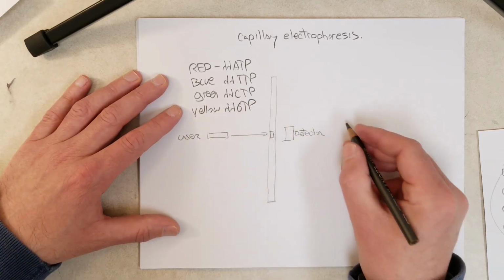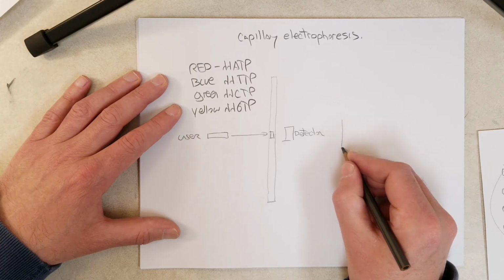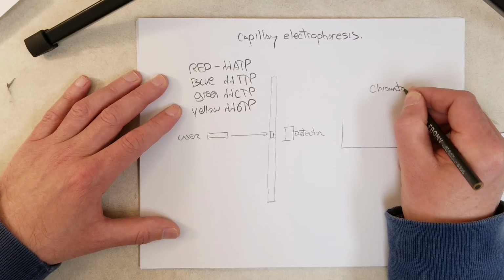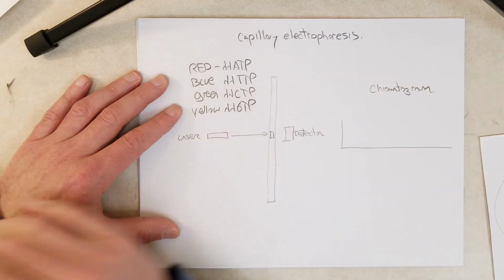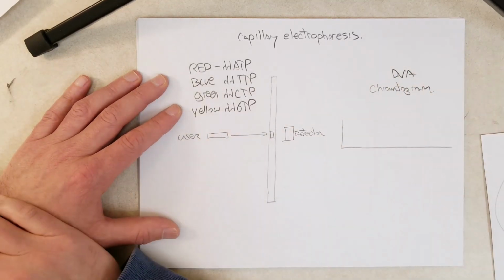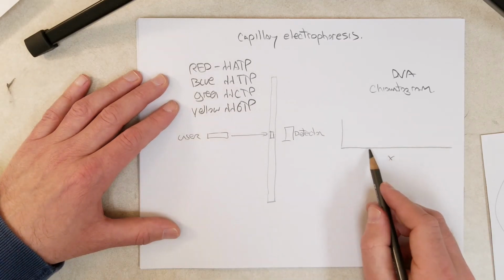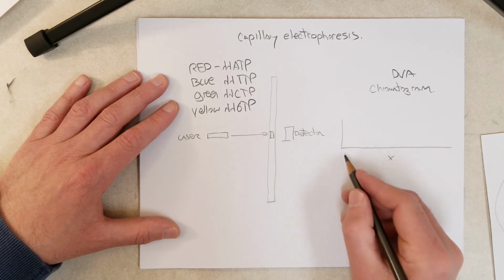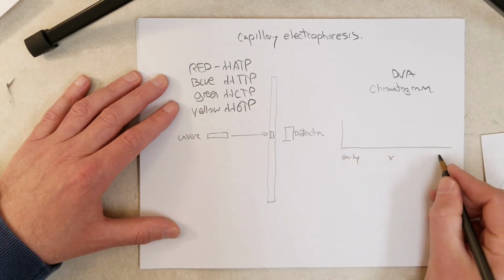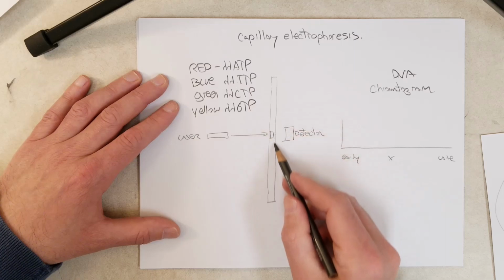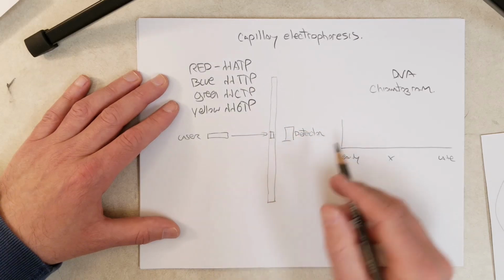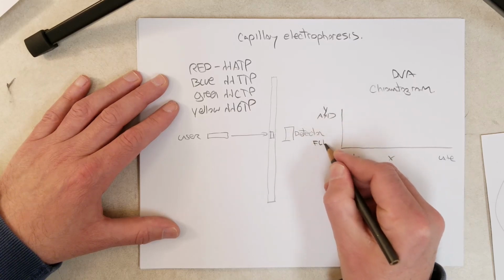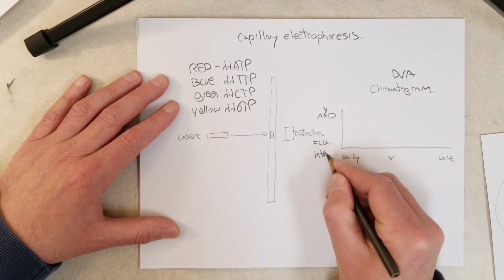And the detector is hooked up to a computer, and it produces what is called a chromatogram, sometimes called a DNA chromatogram. On the x-axis, essentially, is time, right? And up here is, say, early. Over here is late. So the first molecules coming through are the shorter DNA molecules. And on the y-axis, we call this fluorescent intensity.